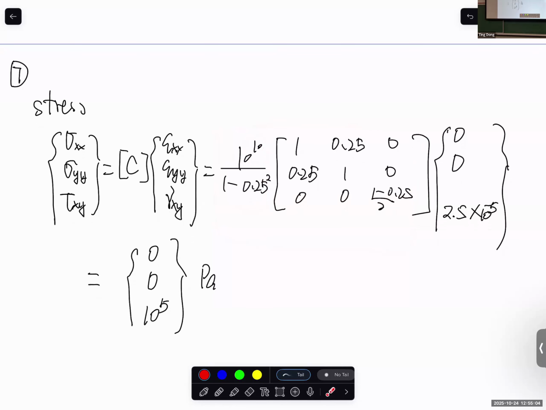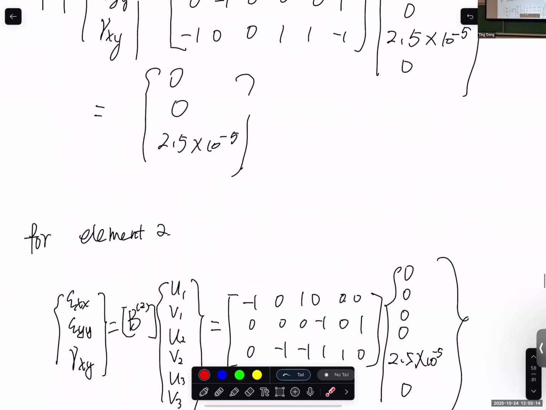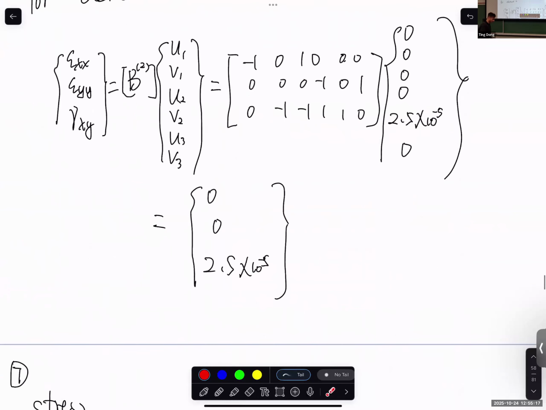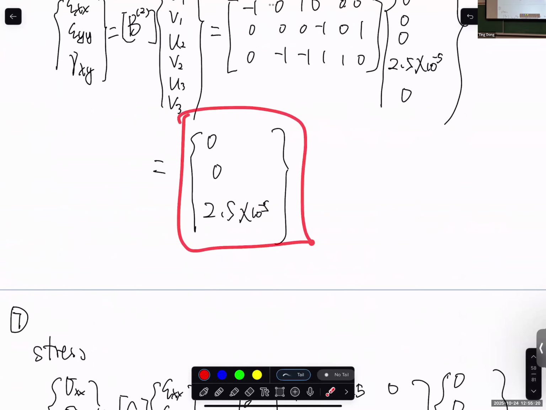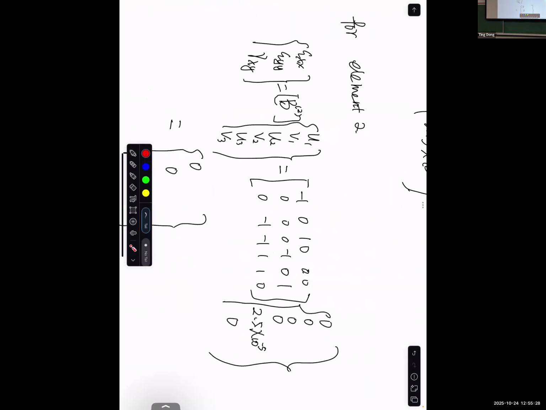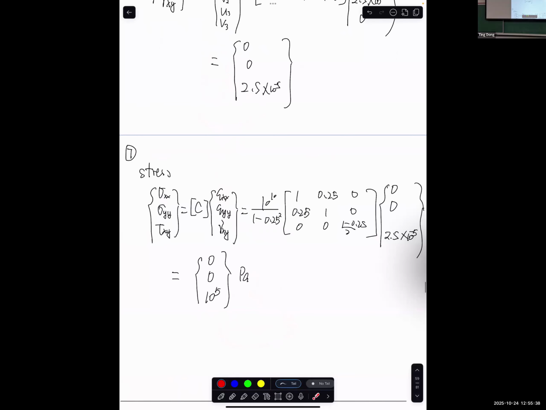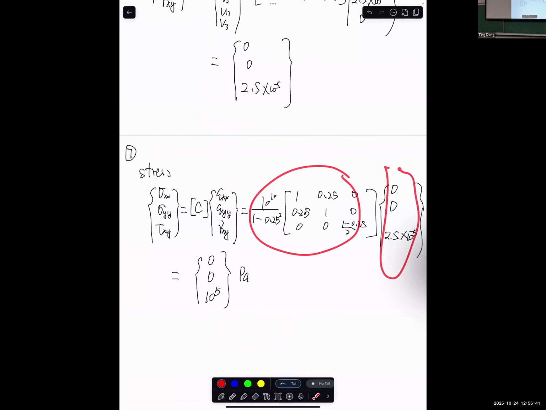Now for the stress, as you can see, I only had one equation. I didn't say stress for element 1, stress for element 2. This is because if you check our calculated results, this is the strain for element 1, and this is the strain for element 2, and you can see that they're the same. The normal strain in the x direction is 0 for both of them. The normal strain in the y direction is 0. This is a shear strain. They are the same. That's why I only had one equation, C times strain equals stress.